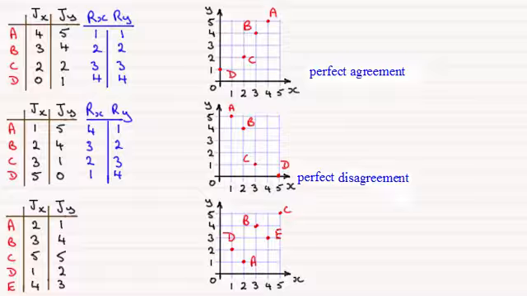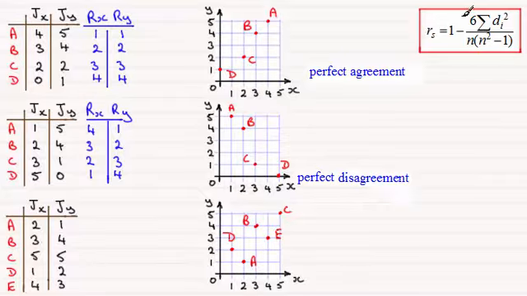Spearman's rank correlation coefficient is given by this formula here. We denote it as R with a little subscript S. It's equal to 1 minus 6 times the sum of all the squares of the differences in the ranks, all divided by the number of observations n multiplied by n squared minus 1. And this particular formula gives a value of RS between -1 and 1. I'll show you how it works. We'll do it with this one up here.